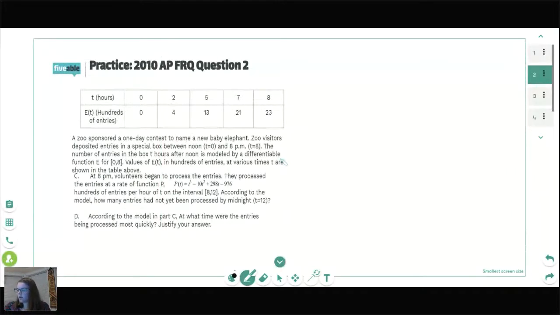Okay, so at 8 p.m., volunteers began to process the entries, and they process them at this rate P, where P of t is t cubed minus 10t squared plus 298t minus 976 hundreds of entries per hour of t on the interval 8 to 12. According to the model, how many entries had not yet been processed by midnight?